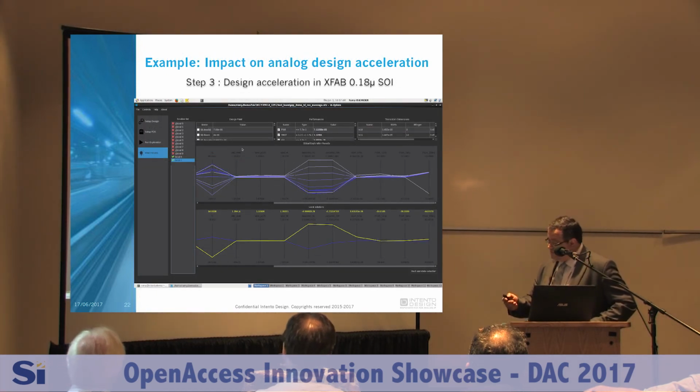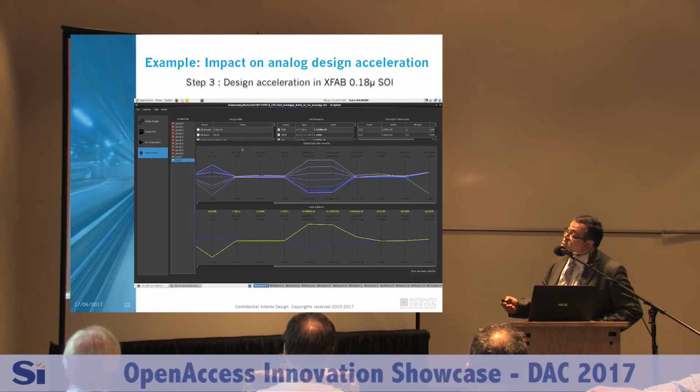So once we get this, we have all the advantages of acceleration and migration. For example, here we have designed this band gap on X-FAB technology, 0.18 micron SOI. So we got 10 solutions. Some of them don't satisfy the specs because the technology is not really adequate. So what we do is select one of these global solutions and push it into a local refinement, so we get a solution here. Once we get this solution, you can back annotate it into Cadence, and then we can verify it by ADXL.